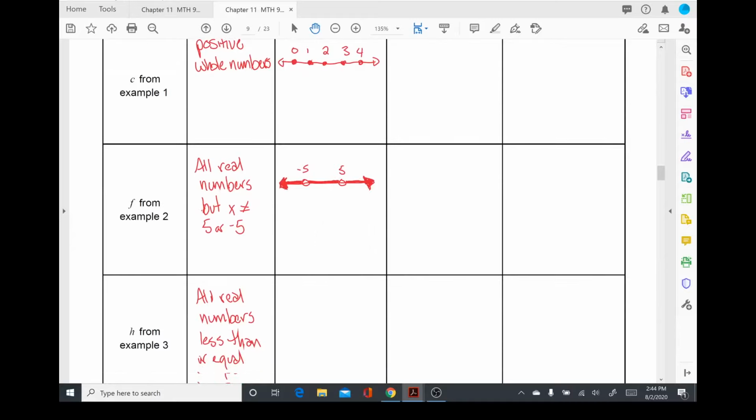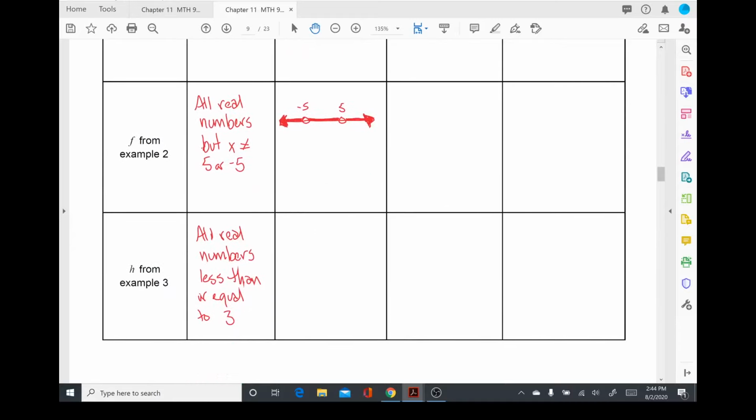And then all real numbers less than or equal to 3. And I'm going to give you 2 number lines. I'm going to give you the one that I do more often and the one that your book does. I put a 3 down, and it's allowed to equal 3, so I fill in the circle, and any numbers less than 3 worked, so I make this side a little bit thicker.